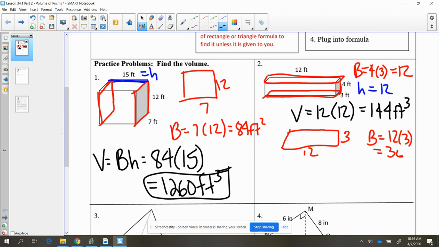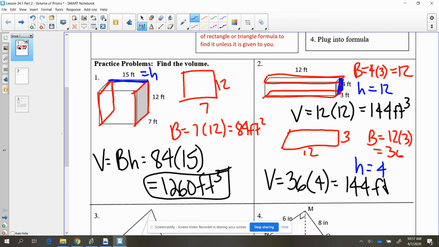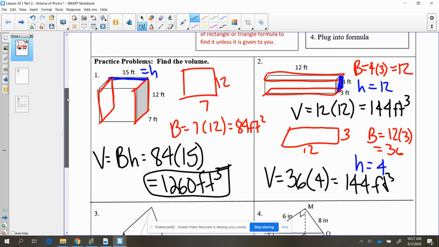The height then between these two bases is this 4. So the height is 4, and the overall volume then would be that area of the base times the height, which also came out to be 144. So you have a little bit of flexibility when it comes to our rectangular prism problems.